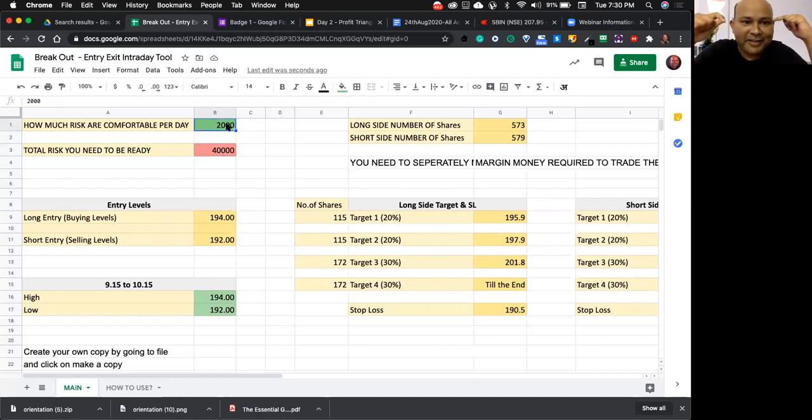Okay, if I am ready for an everyday risk of say 1,000, which also means that I need to be ready for a total risk of 20,000. Is this crystal clear? Just understand this. No, you don't have to do any other calculation.